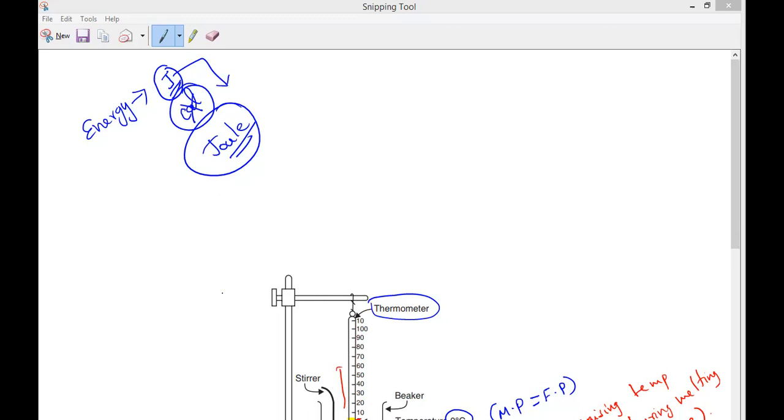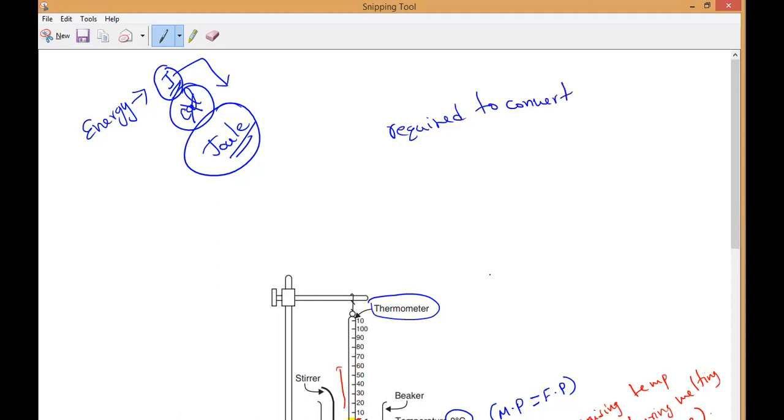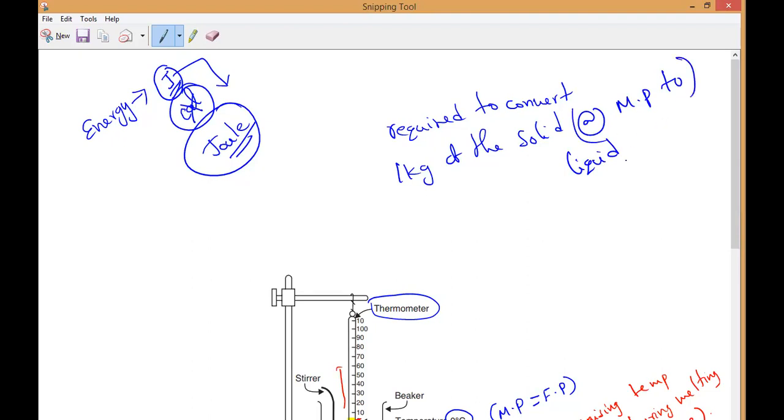required to convert 1 kilogram of the solid at melting point, you can keep it in brackets, to liquid without any change in temperature. That is very, very important.